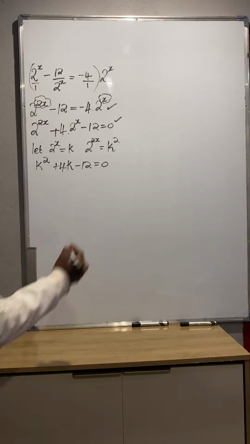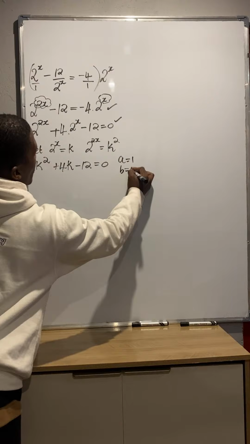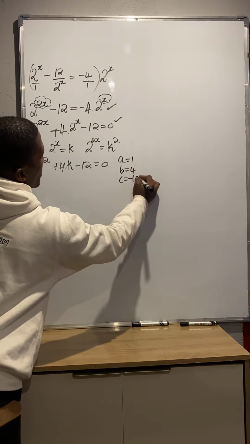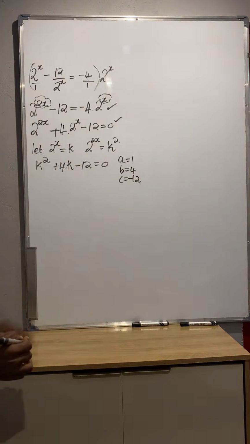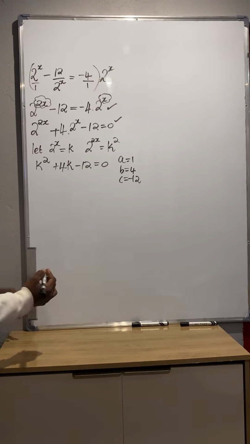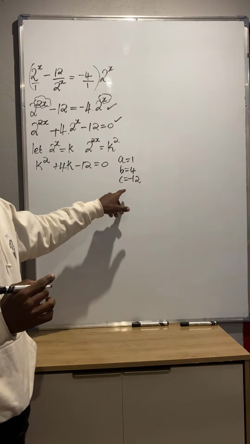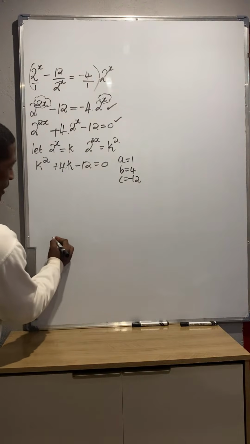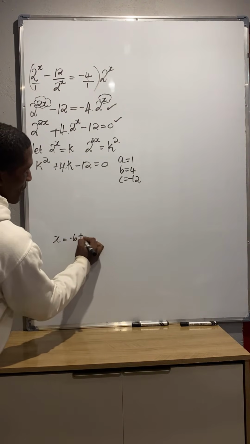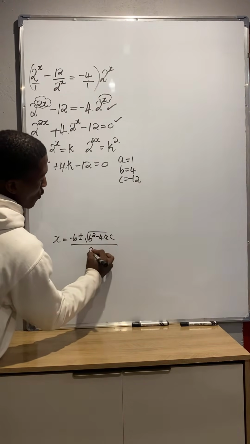You factorize. You can use the quadratic formula where you say a is equal to 1, b is equal to 4, and c is equal to negative 12. Family, you can use this, but you can also factorize. But guys, remember, this is dangerous because when you use the quadratic formula, x is equal to negative b plus or minus the square root of b squared minus 4ac, all over 2a.